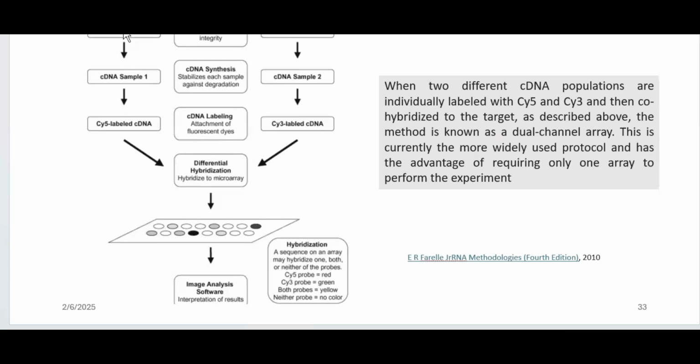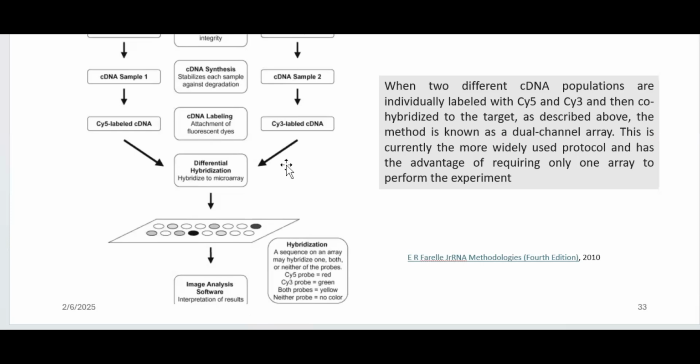Now because here you have two different source samples, it is a two channel system we are talking about, and then you are allowing the hybridization to go. You are applying these two samples, which are differently labeled with different fluorophores, to the microarray, and differential hybridization will occur, and it would give you differently colored spots, maybe colored or fluorescent, depends, right? And then you are going to go for image analysis using software.